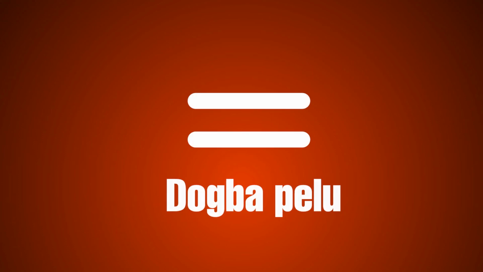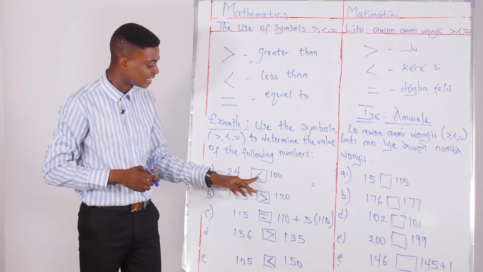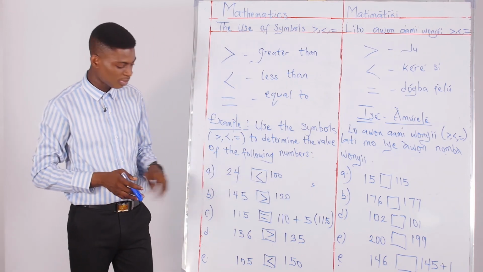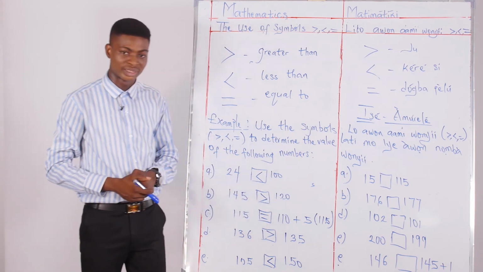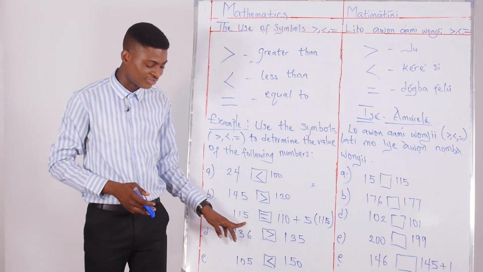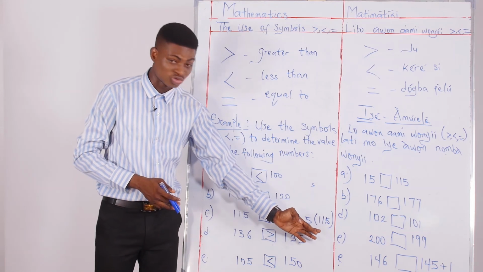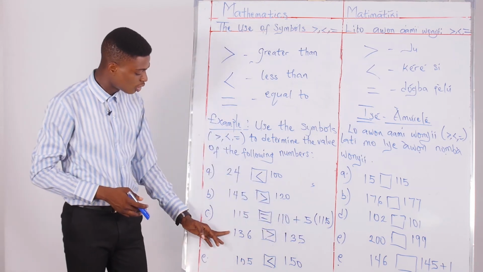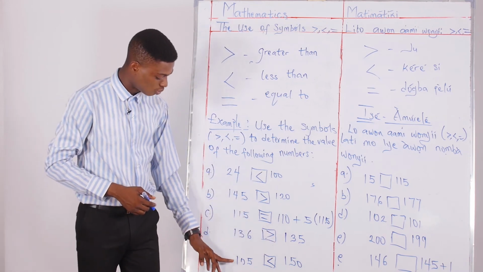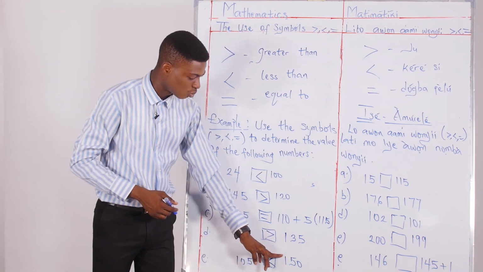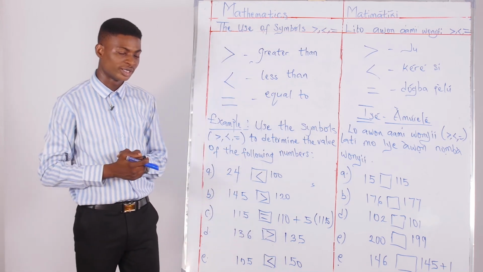Now, in these examples, we have 24 less than 100. 145 greater than 120. 115 equal to 100 plus 5, which is also 115. 136 greater than 135. 105 less than 150.